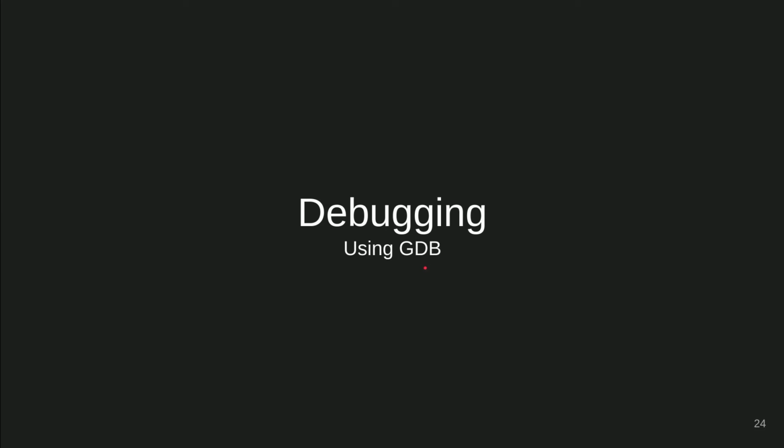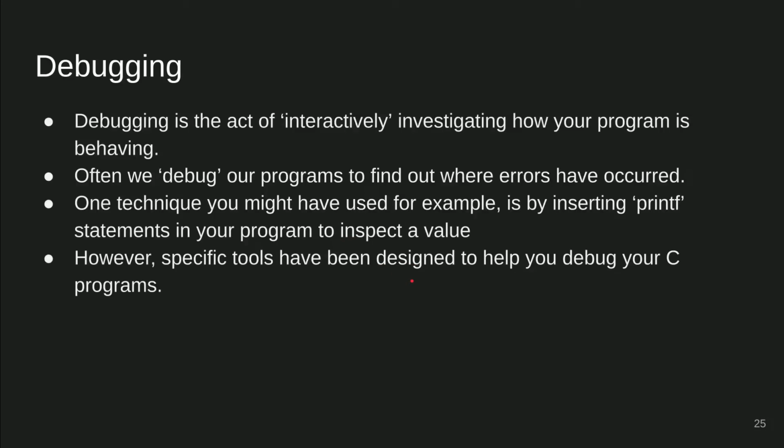When you think about it, the C language has been around almost 50 years at this point. During this time, programmers like you and me have said, hey, C can be difficult sometimes, so can we build tools to help us? One of the tools that was built is called a debugger. Debugging is the art of interactively investigating how your program is behaving.